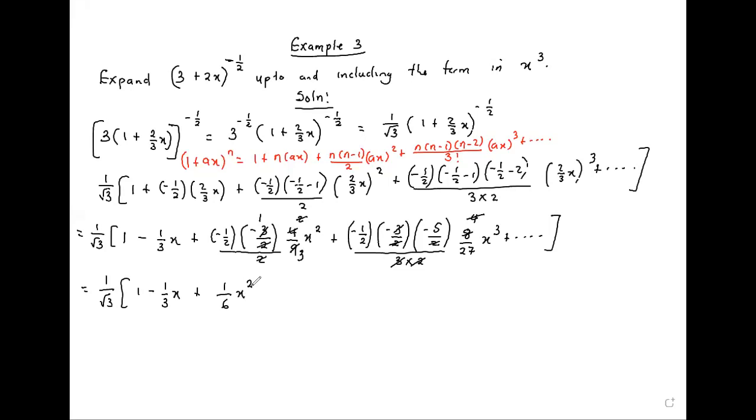And then negative, we'll have negative 5 over 2 times 27, that is 54, x to the power 3. The expansion ends here.